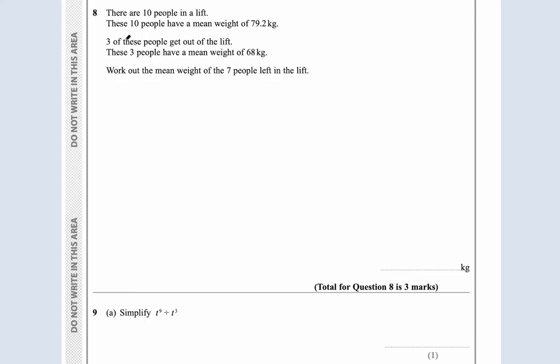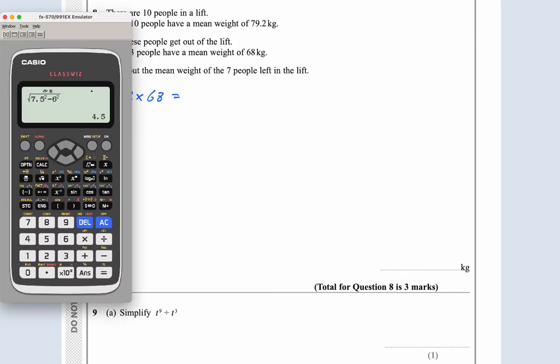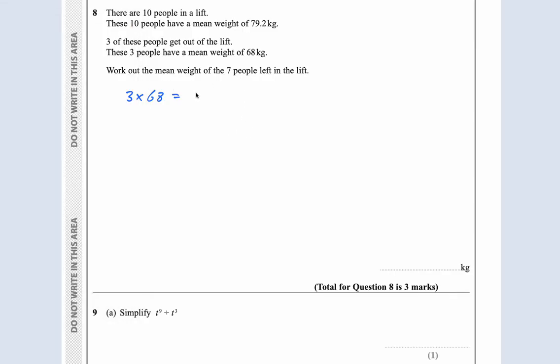Okay, so what it means is 3 of them have a mean of 68. So I want to get the total weight, which is going to be 79.2 times 10. 3 of them assume 68 kilograms because their mean is 68. So I'm just going to do 3 times 68. 3 times 68 is 204.